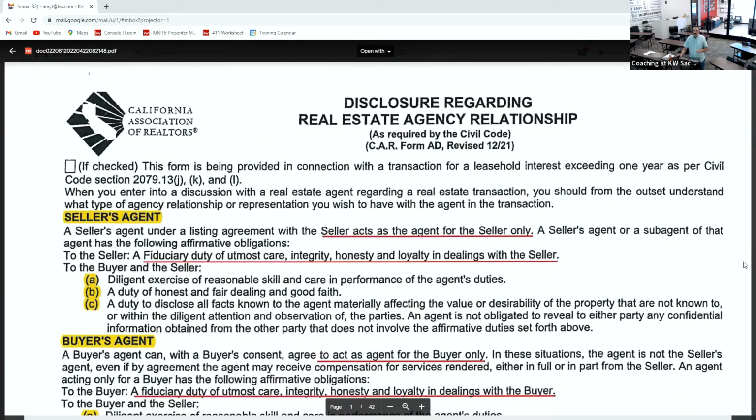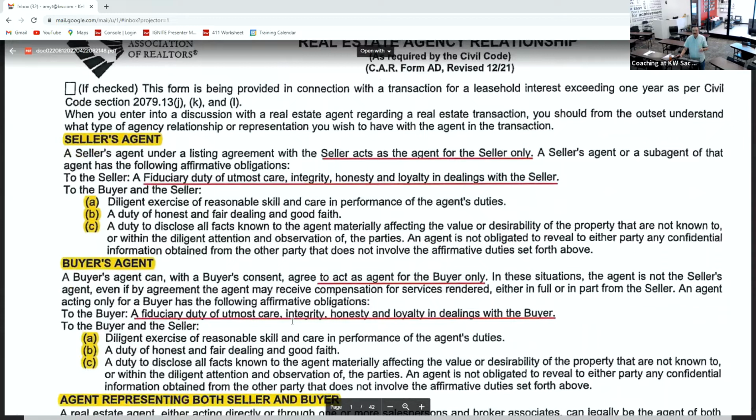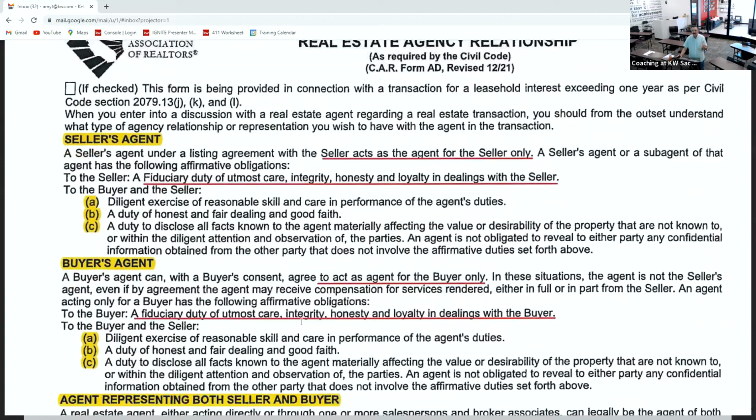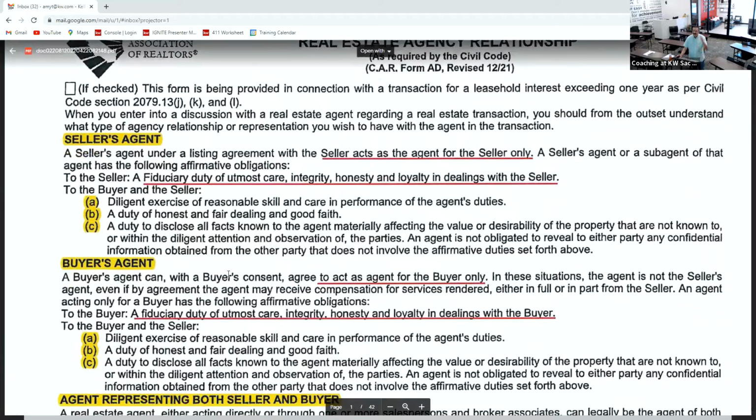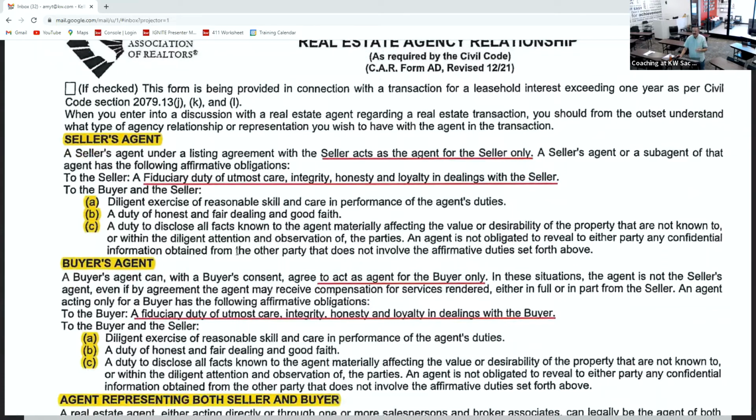The key point that I want to present to you here is that whether you're a seller's agent or a buyer's agent, buyer's agent will be writing this offer, you both owe a fiduciary duty of utmost care, integrity, honesty, and loyalty in dealing with either the buyer or the seller. And it doesn't matter which side of it you're on. If you're representing the buyer, you still have that duty that you owe to the seller. If you're representing the seller, you have that duty that you owe to the buyer. That doesn't mean that you have to have detailed conversations with them about your strategies and tactics for getting an offer accepted. But you have to deal fairly and honestly with them.